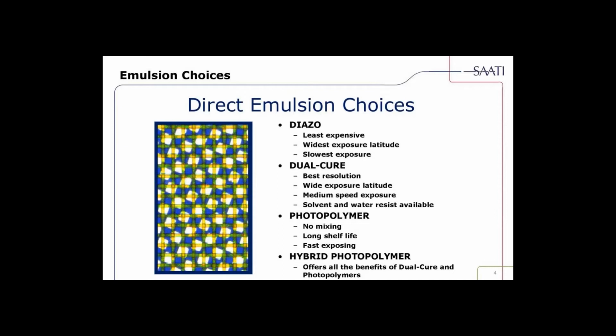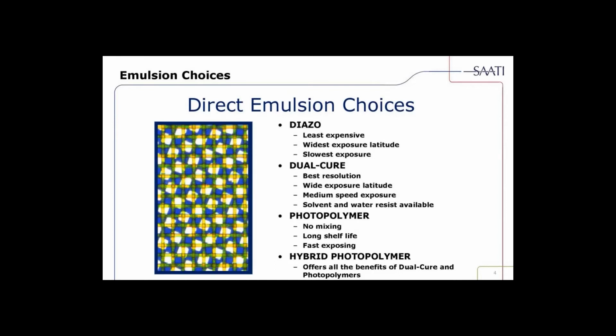A lot of these products back in the day were either water resistant or solvent resistant. They weren't both. So a product came along called a dual cure, and they are a little water resistant and a little solvent resistant. These tend to have the best resolution, a wide exposure latitude, a medium speed on exposing, and they can be water and solvent resistant or both.